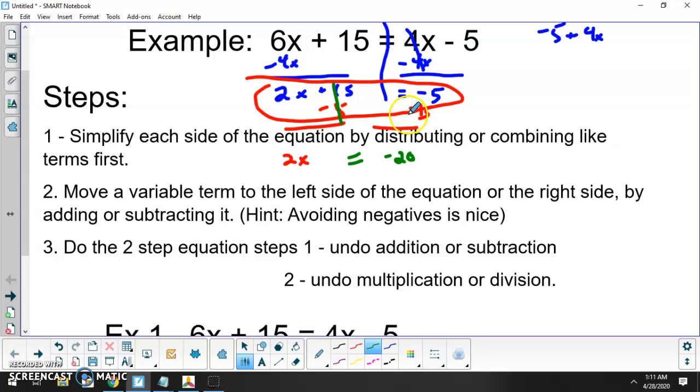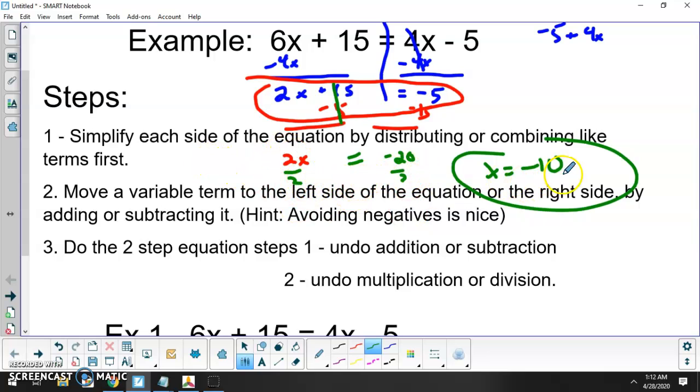So we have negative 5 minus 15. That is two negatives, so you're going to add them. That's negative 20, divide by 2, and then x is equal to negative 10. So that's it for that particular one.